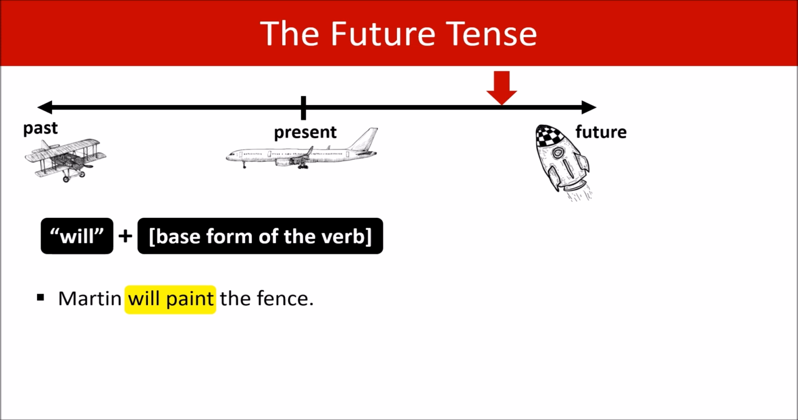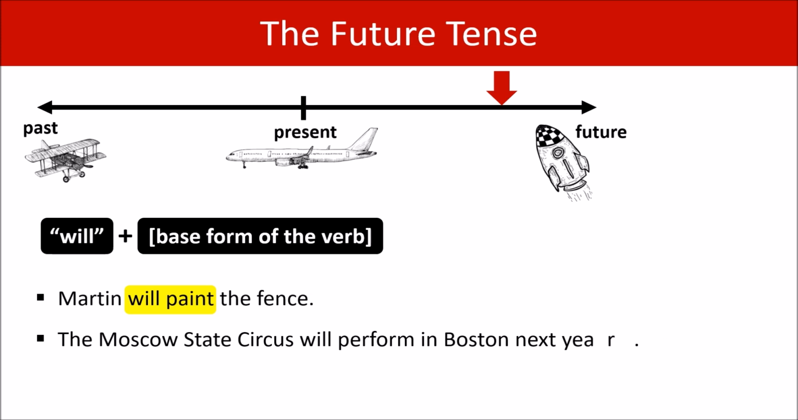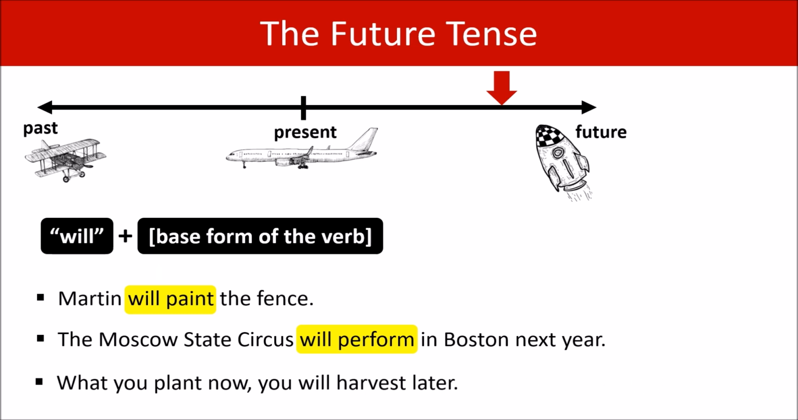Now, the base form is the version you will find in the dictionary. It's not painting, it's not paints, it's not painted. It's the infinitive form without the word to. Let's look at another example. The Moscow State Circus will perform in Boston next year. Will perform. That's the future tense. What you plant now, you will harvest later. Will harvest. That's the future tense.